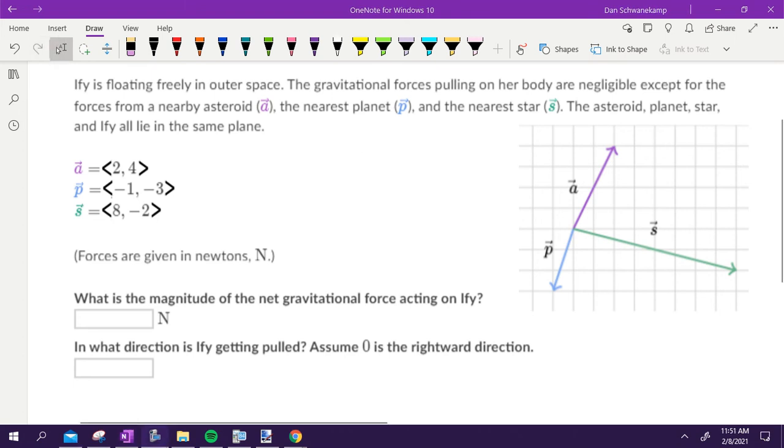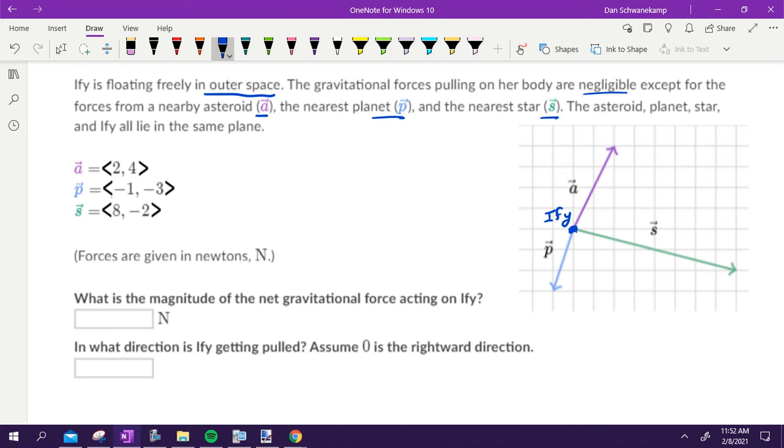So an interesting problem, a little bit different than other ones we've done. If she is floating freely in outer space, obviously we're trying to take away gravity for the most part and other things like wind resistance. The gravitational forces pulling on her body are negligible except for the forces of a nearby asteroid, a planet, and a star. Okay, so here's our setup. This is Iffy right here. She's being pulled in 3 directions. Okay, that way towards an asteroid, that way towards a star, and that way towards a planet.